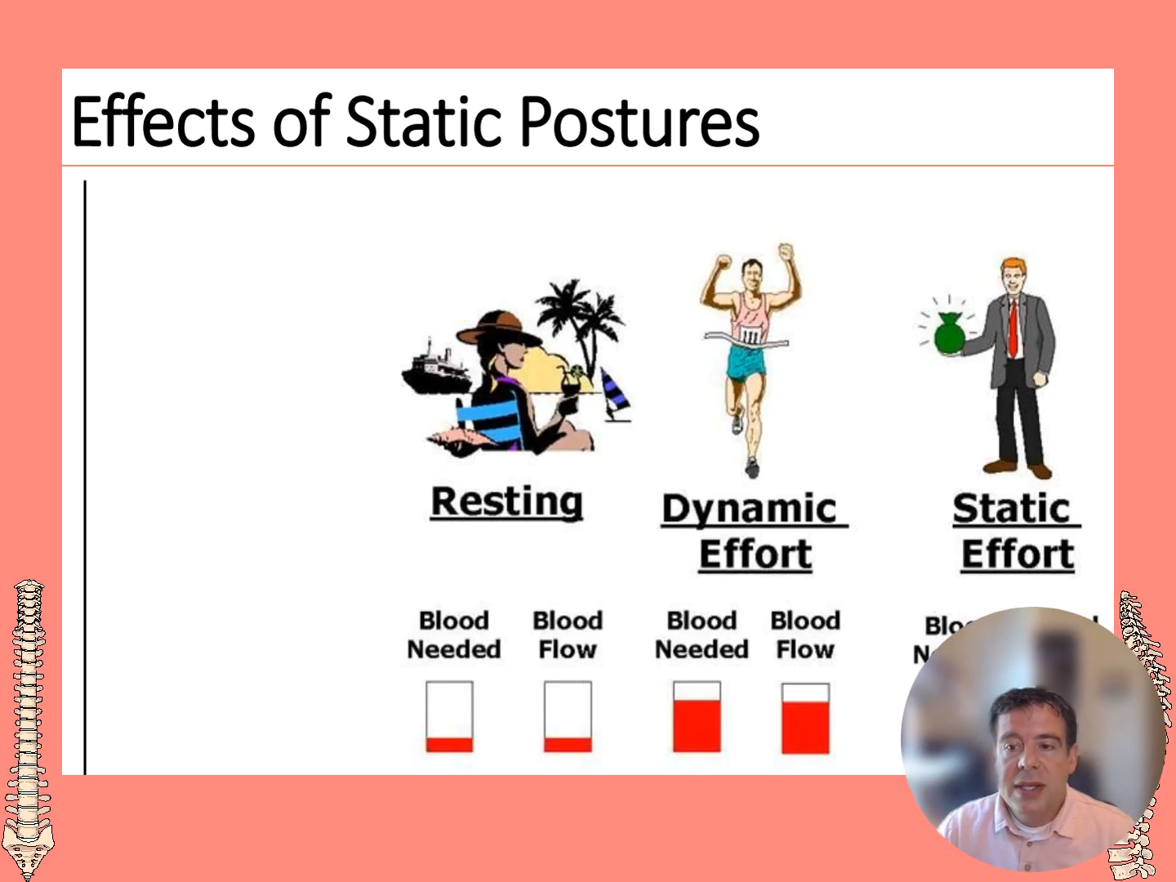So this just goes into the factor, and my head is blocking this last one, but we'll go through it. At rest, the blood needed by those muscles versus the blood flow is pretty low for both. If we're actually running, for example, the blood needed and the blood flow are both high. But for static postures, the blood needed to hold that force is high, but the blood flow going in is actually really low. And that's what compromises us with static postures.